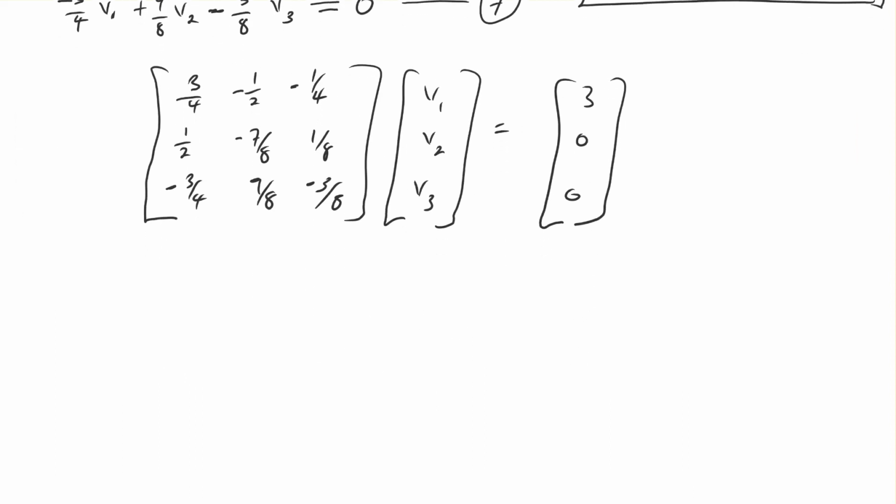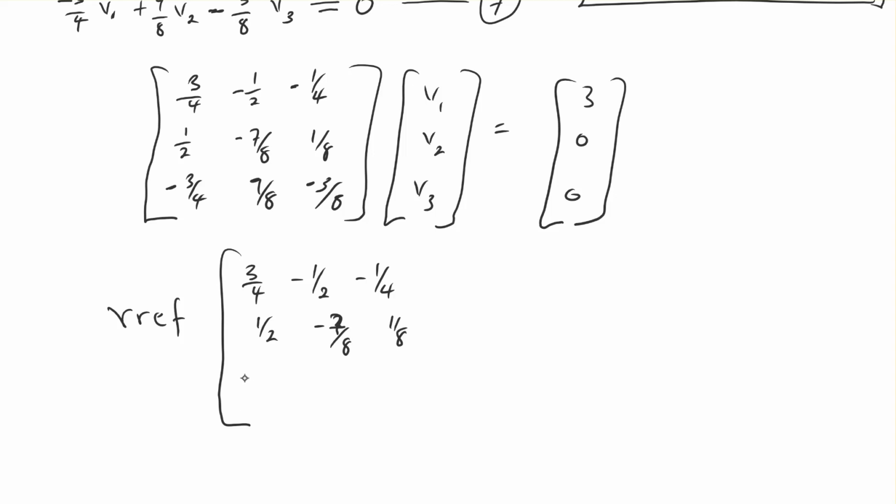Now, a simple way of solving this is just to use your calculator and find the RREF, the reduced row echelon form of 3 over 4, minus 1 over 2, 1 over 2, minus 7 over 8, 1 over 8, minus 3 over 4, 9 over 8, minus 3 over 8, augmented with the answers here. Give me a second to solve this.